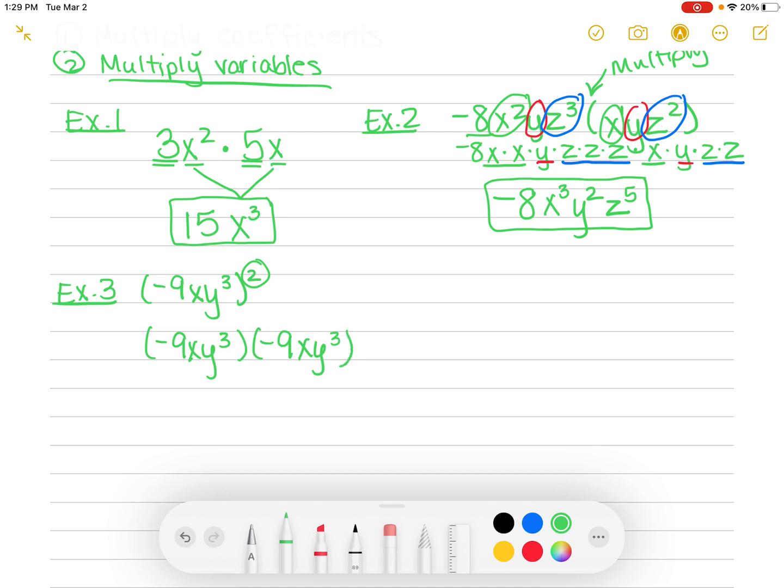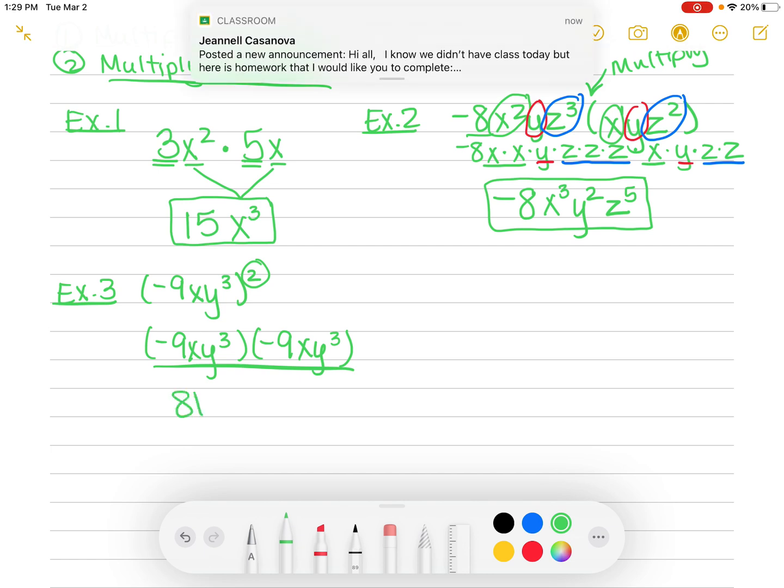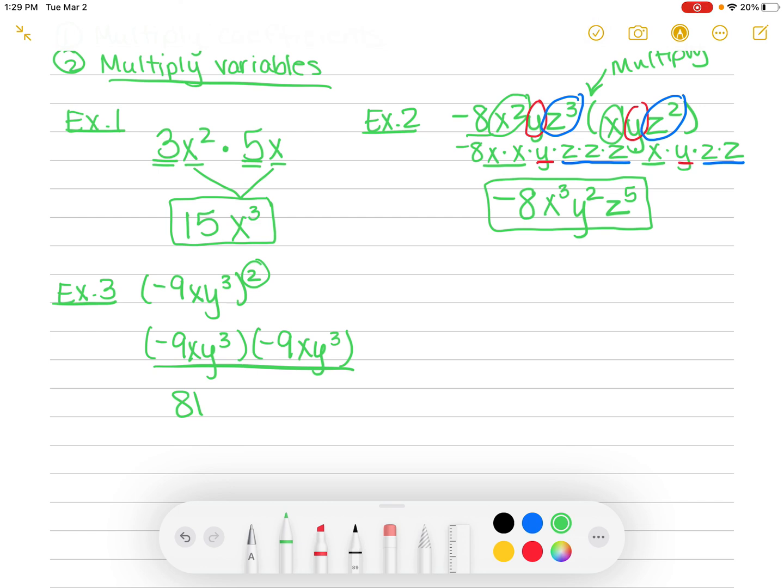And let's multiply it this way first, and then we're going to go back and look at the exponent way. So negative 9 times negative 9 is 81. And then x times x is x squared. And y cubed times y cubed is y to the 6th. Okay, but most kids don't want to write this out twice. They want to just figure it out the way it looks up here.